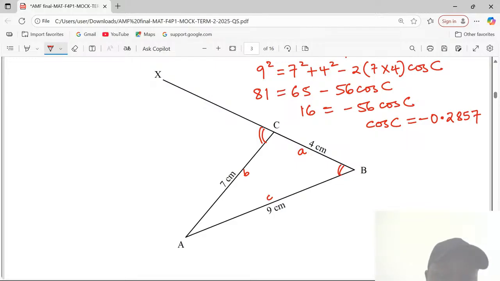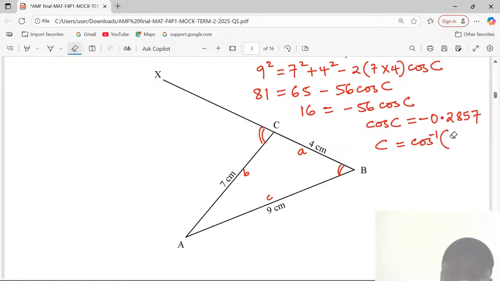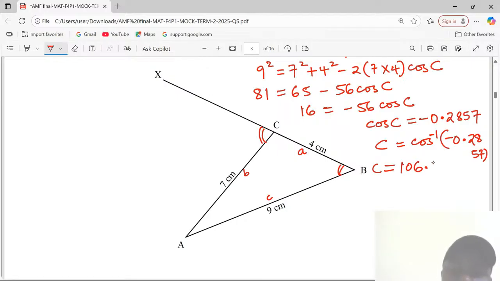And this is giving us 106.6. So C equals the cos inverse of 0. There is a negative there. Be very careful. Negative 0.2857. And this gives us the value of the angle at C as 106.60 degrees. But now we didn't want the angle inside.